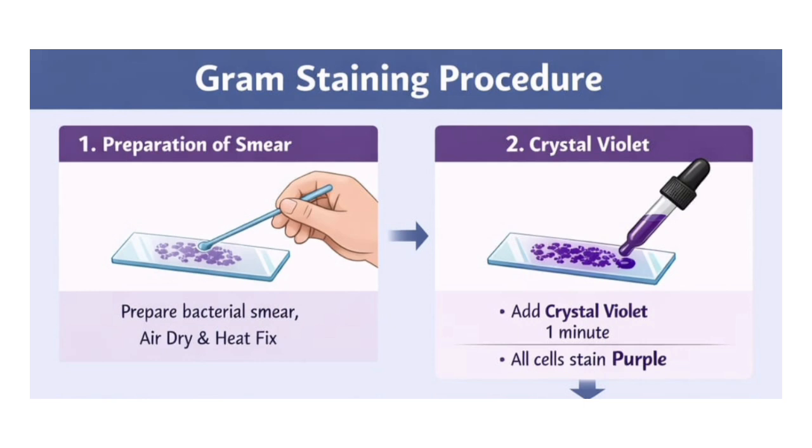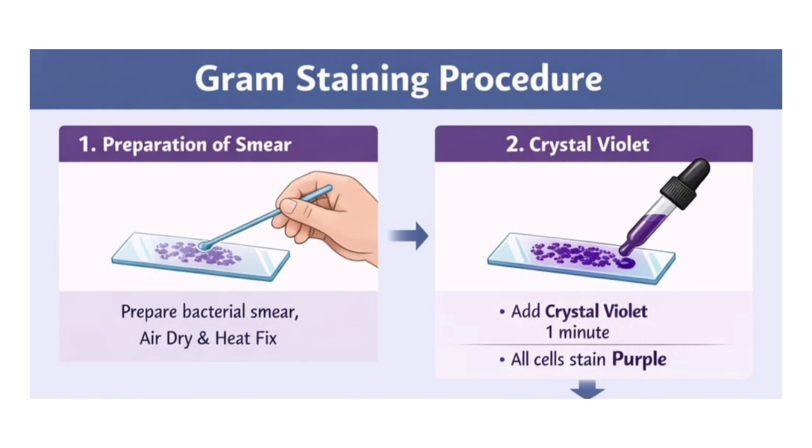Next step is we have to do the staining. First is primary staining, that is with the crystal violet dye. We have to flood the smear with crystal violet, leave it for about 1 minute, then gently rinse with water. And what we'll get, all bacterial cells will appear violet in color.